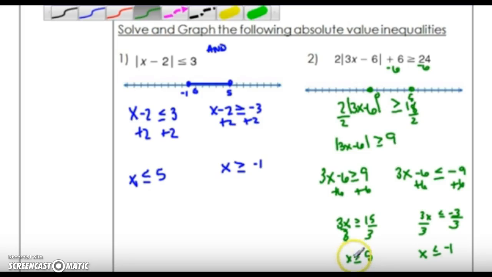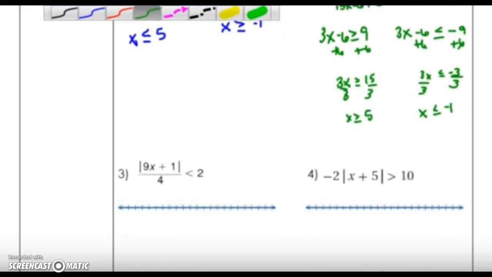Let's check. X is greater than or equal to 5. So greater than 5, but less than -1. Yep, they're seeking opposite directions because that absolute value is greater than. Okay? So greater seeks opposite directions. Less than is going to be just that and, that middle, when they meet in the middle.